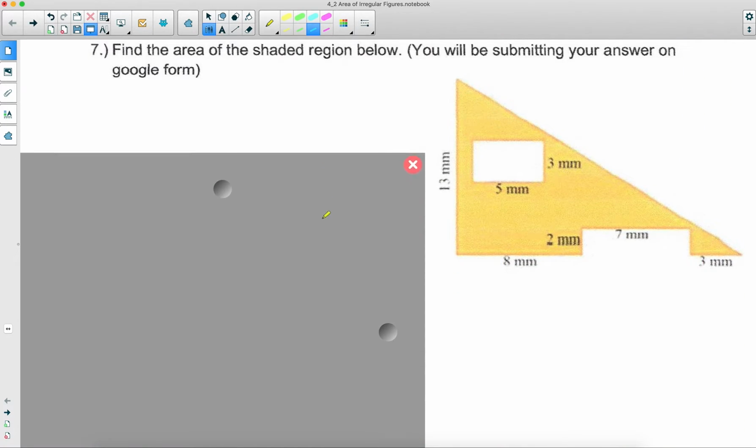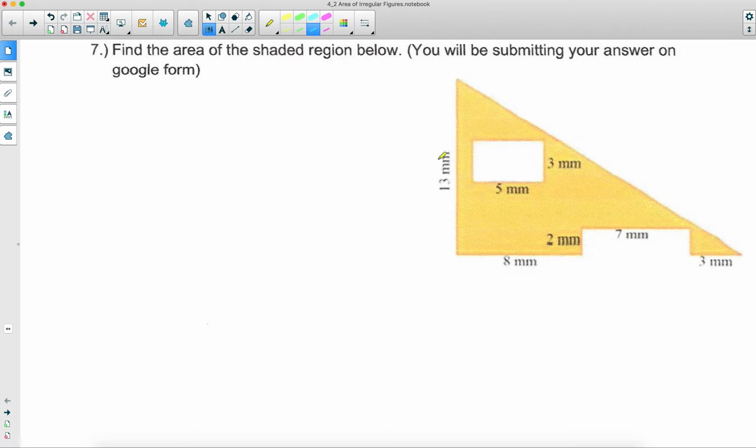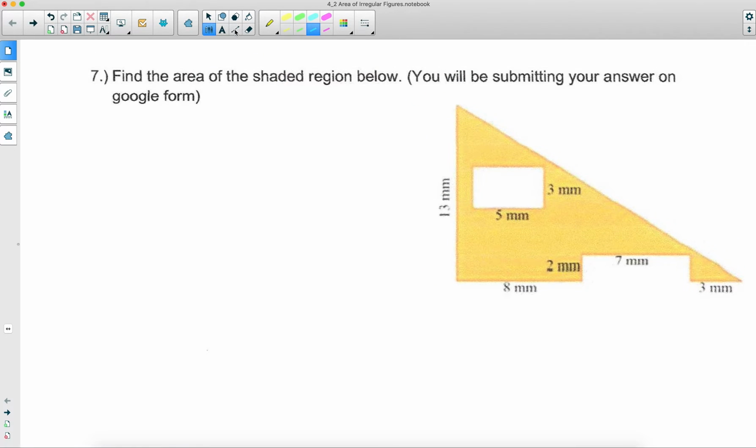Okay, number 7, you're going to find the area of the shaded region, and you'll be submitting your answer on Google Form. So something you may want to consider is thinking about the area of the big minus the area of the 2 smaller figures. Okay, so the big one is a triangle. You would take away the 2 smaller figures, the rectangle here and the rectangle here. So it's just a thought for you.